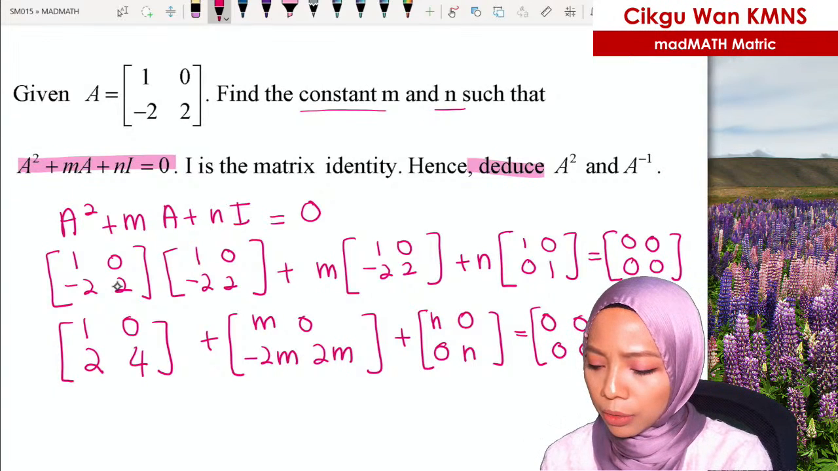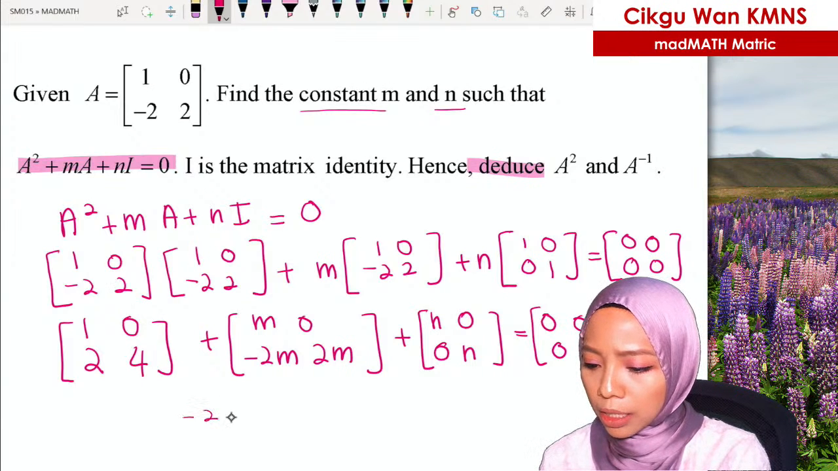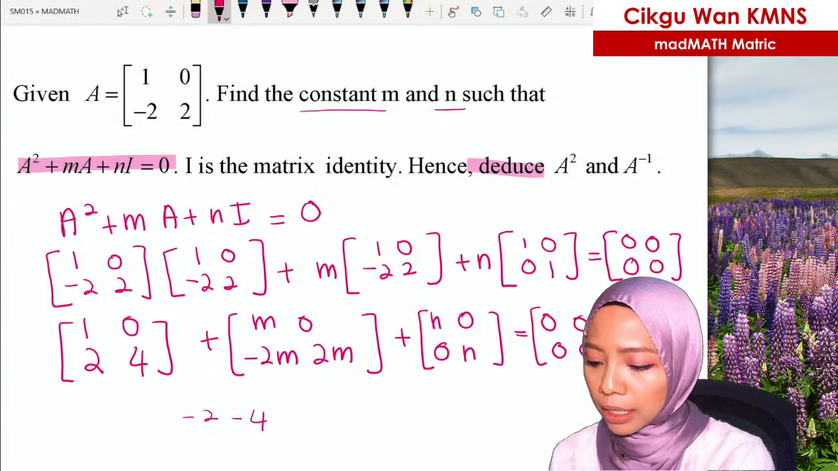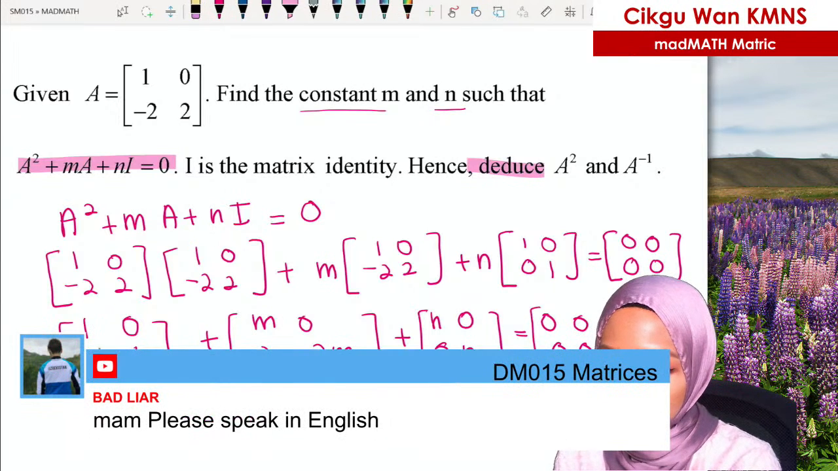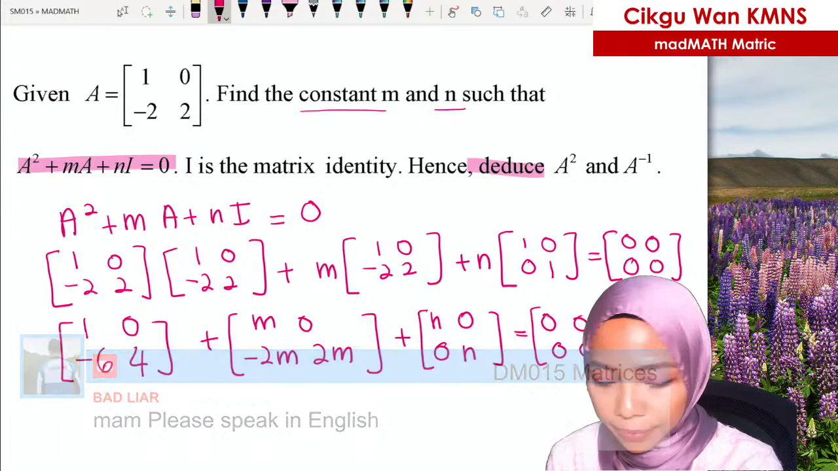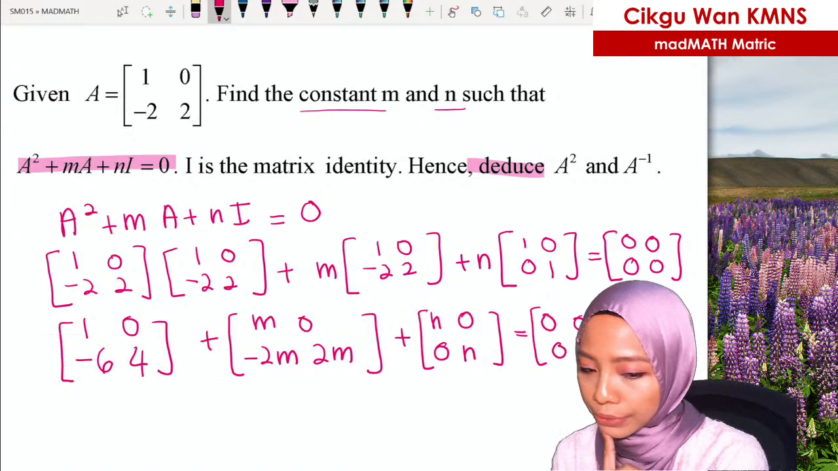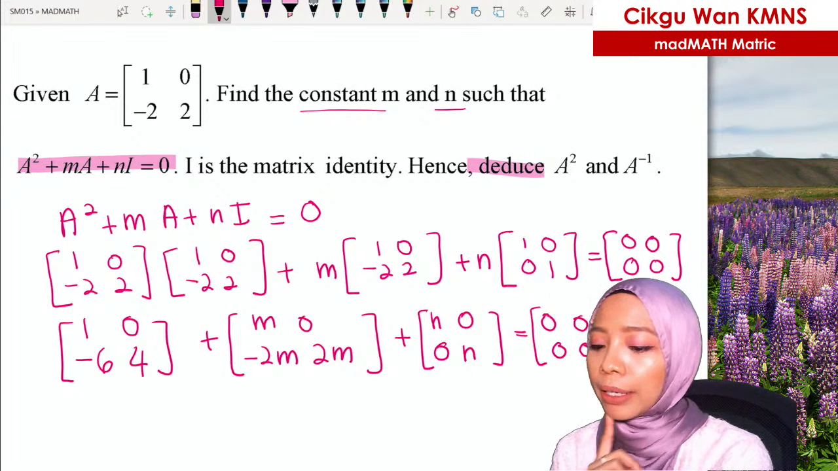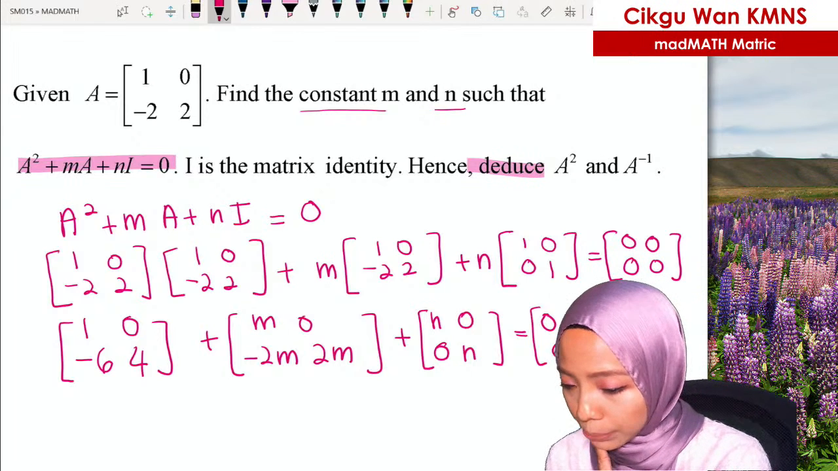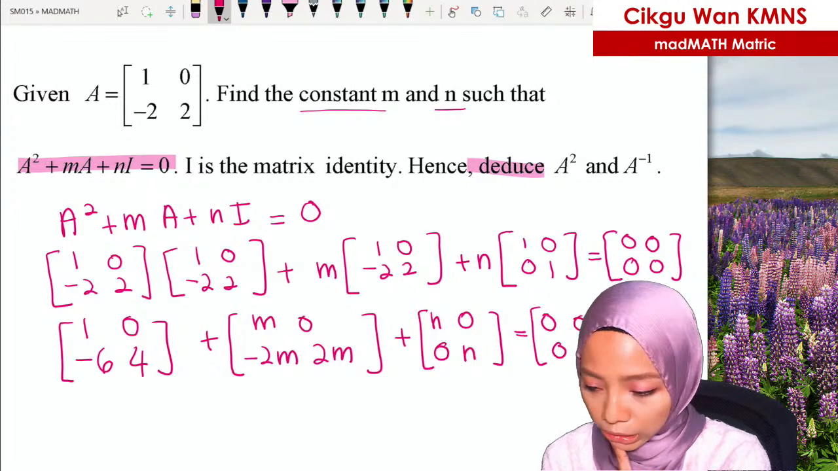Okay, ini negatif 2. Negatif 2 tolak 4. Okay, I salah. Negatif 2 tolak 4, so negatif 6 kat sini. Okay. Other than that, all is correct, I think. Okay. Tolak 4. Alright.